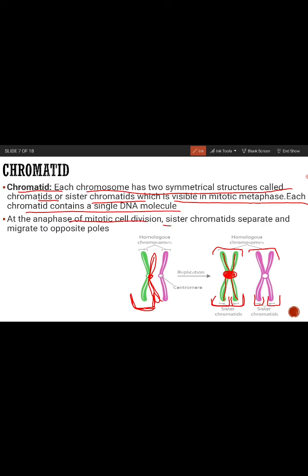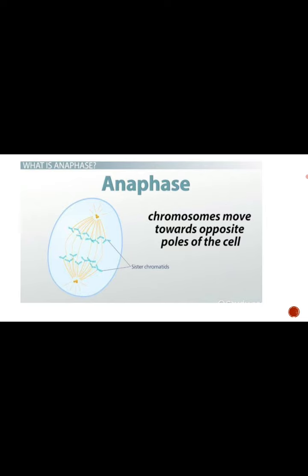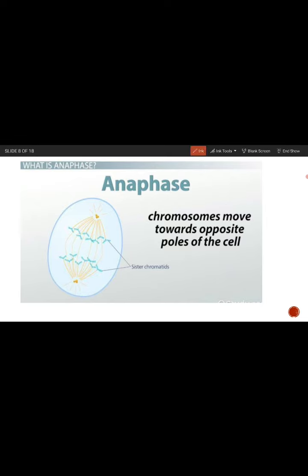At anaphase of mitotic cell division, sister chromatids are separated and migrate to opposite poles. As you can see, this is anaphase. Structures of the chromosome move towards the opposite poles in the cell. So at anaphase, what is happening? Before cell division, generally in the cell there is only one set of chromosomes. Just before cell division, these divide and form two sister chromatids, having two DNA molecules.